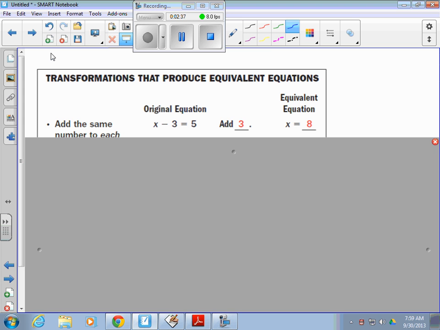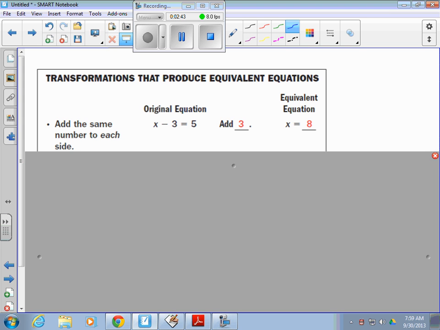Here are transformations that produce equivalent equations. First one says add the same number to each side. So you have x minus 3 equals 5. If you add 3 to each side, it gives you x equals 8. Most people, when they solve equations like this, they say, okay, we want to get x by itself. We don't want to have x subtracting something like we have in this case. So in order to undo subtract by 3, we add by 3. If you do that on the left side, you have to balance it out and add it to the right side. So you do the exact same thing on both the left and the right. And when you do that, you get x equals 8.